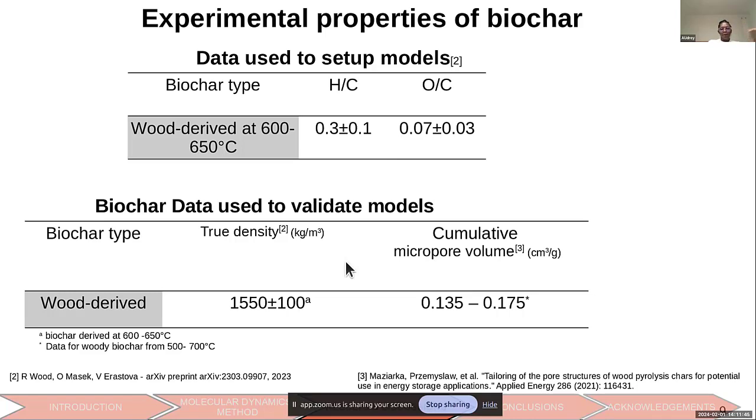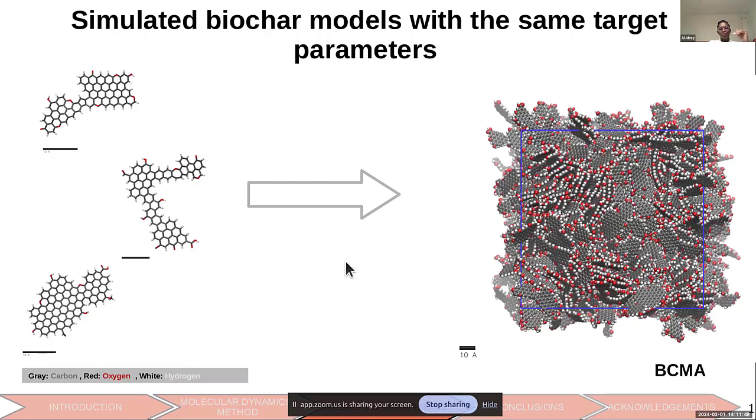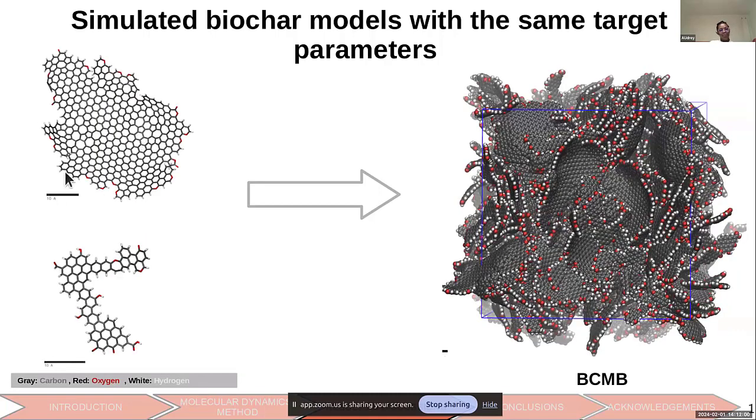So we've developed two models which we call BCMA. In this model, we use three different structural units to build it, and here you can see the model which has been consolidated. And we also developed BCMB. You can clearly see the difference between these two models is in the basic structural units, their structure, their functional groups, their aromaticity index, and the aromatic domain size. That's what mostly differs between the first model and the second model.